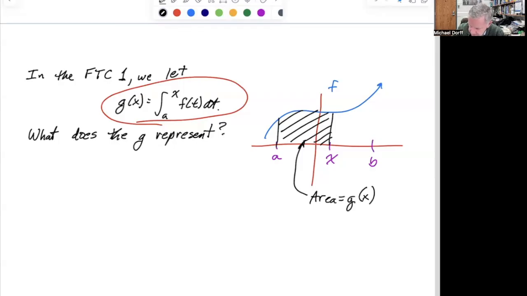As this x changes value, if I move the x to the left, the area decreases. If I move the x to the right, it increases. That won't be true for every graph, but it is for this blue f that I drew in here. So that's what g represents. It's the area under the curve f above the x-axis, starting at a and going to x, where x can change. We just have x's between a and b.